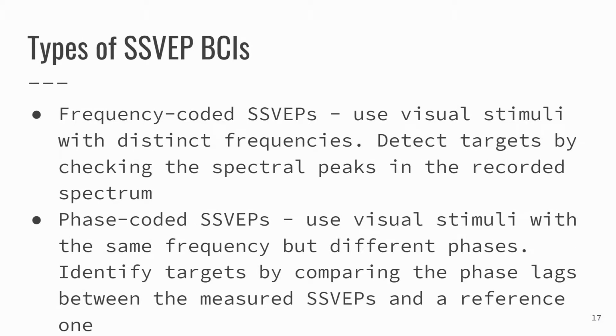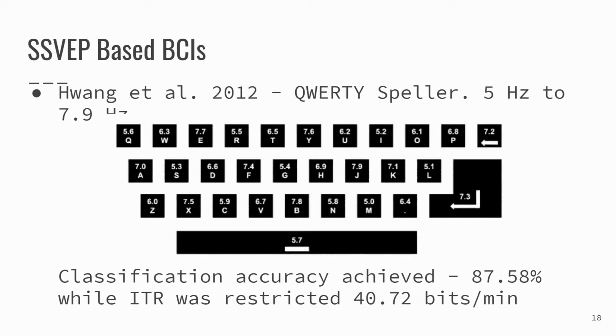Now, what are the different kinds of SSVEP based BCIs? There are mainly two: frequency coded and phase coded. The difference is that in frequency coding, the different commands are given based on different frequencies, whereas in phase coding, the different commands are selected by the phase of the light source. Now let's see a few SSVEP based BCIs that have been used till now.